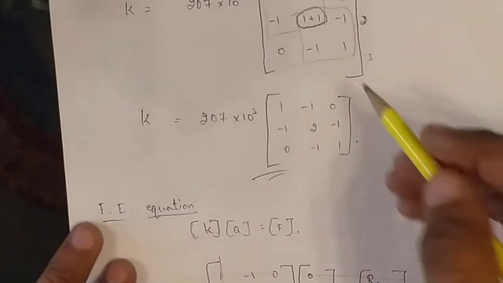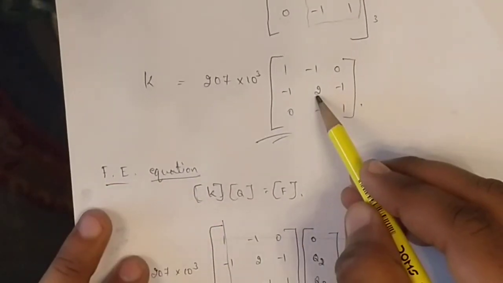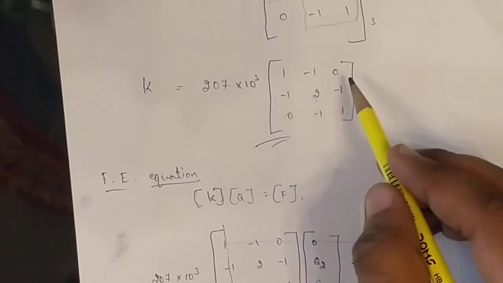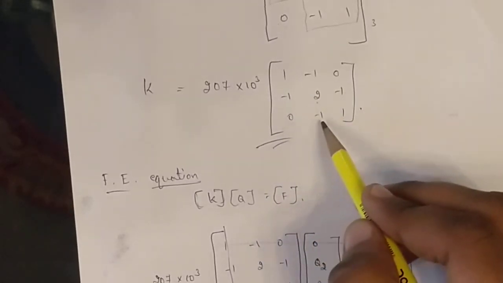Just add this, you will get it as 2. K is equal to 10 to the power 3, and the whole matrix becomes 1 minus 1 0, minus 1 2 minus 1, 0 minus 1 1.